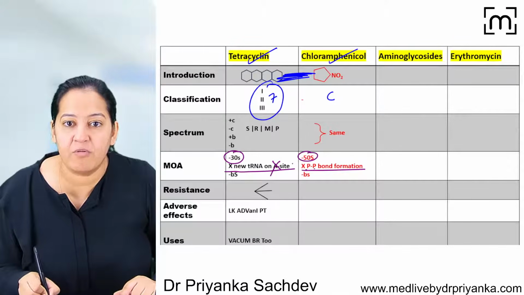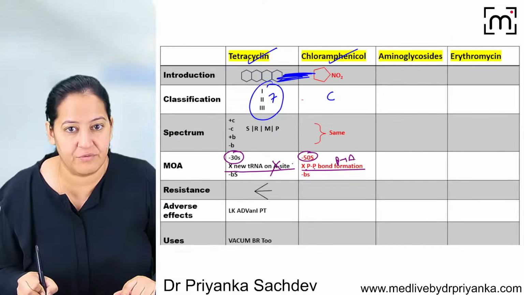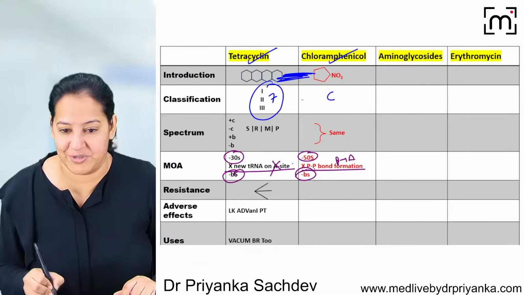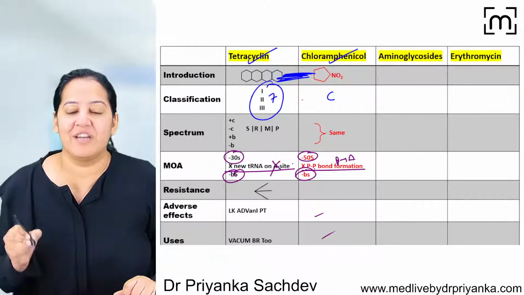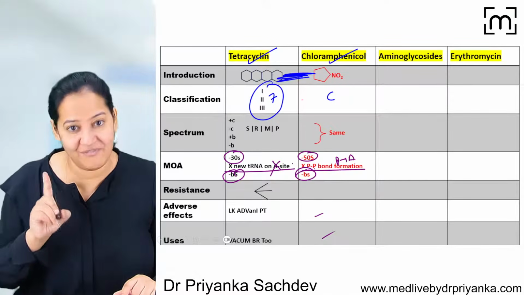That is peptide bond formation and P to A shift. This is also bacteriostatic. Okay. Now coming on adverse effect and uses. I will give you 2 mnemonics now. One for adverse effect, one for uses.